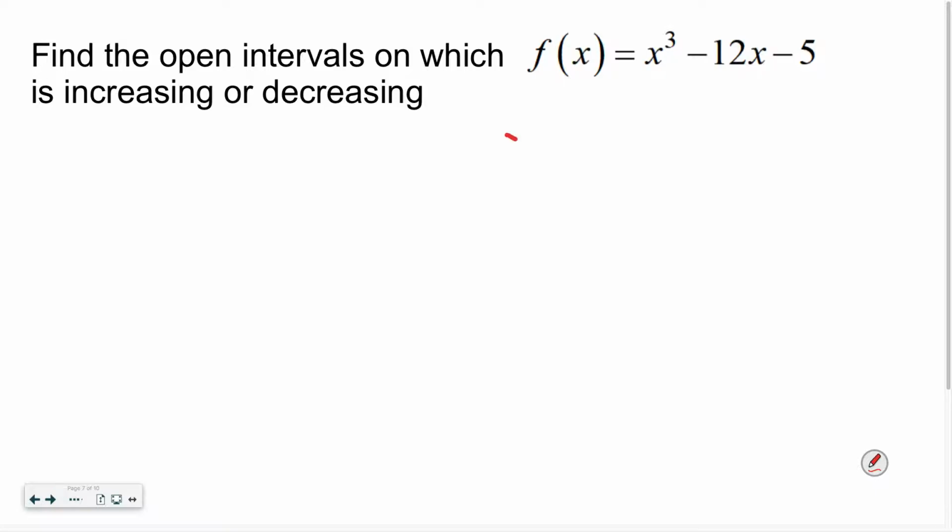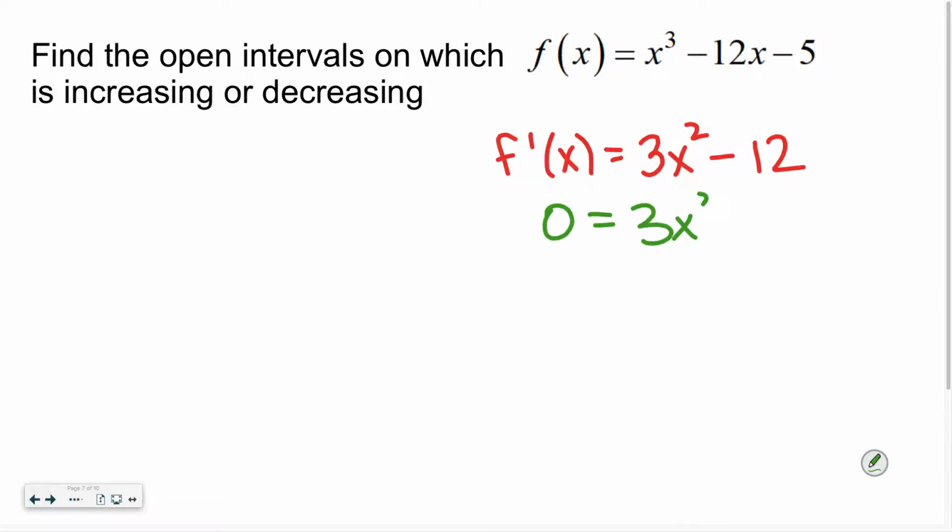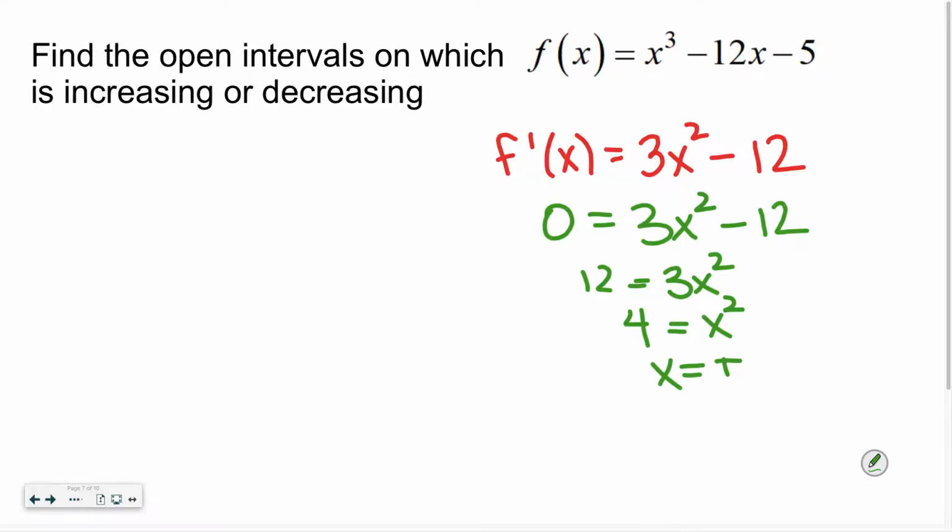So our derivative is 3x squared minus 12. And in order to determine where our critical numbers are, we need to set this derivative equal to 0. Do you agree that our critical numbers are at plus and minus 2? So we are going to put these numbers on a number line.